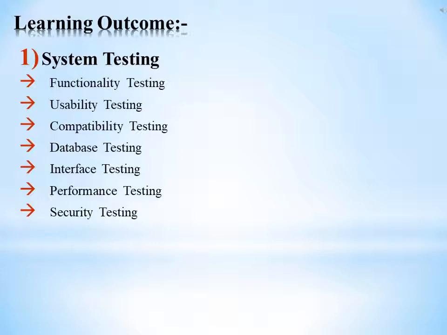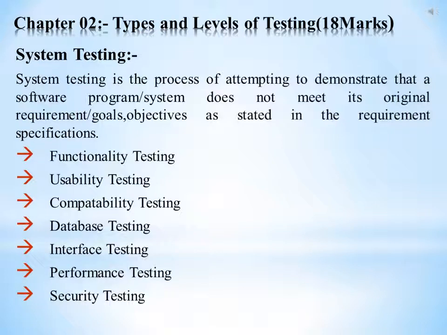These techniques are used in chapter 2nd, types and levels of testing. This chapter is given 18 marks. Now, system testing. System testing is a black box testing technique.